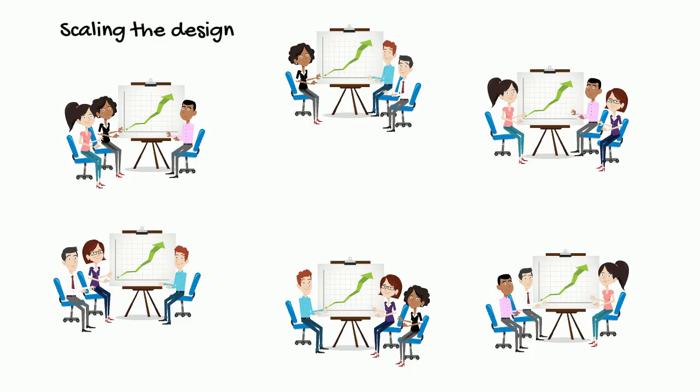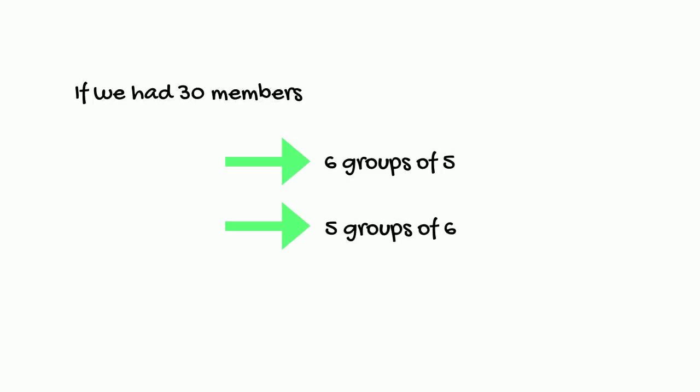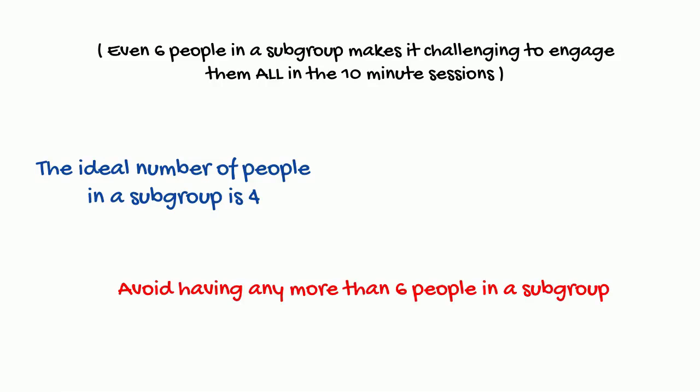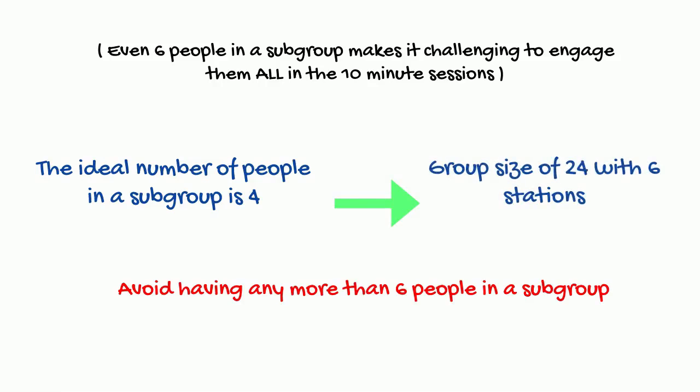Scaling the design. This example included a group of 18 people, which gave the new leader subgroups of 3. If the leader had chosen 30 people, this would result in 6 groups of 5. While 5 groups of 6 is an option, avoid having any more than 6 people in a subgroup. Even 6 people in a subgroup makes it challenging to engage them all in the 10-minute sessions. The ideal number of people in a subgroup is 4, giving you a group size of 24 with 6 stations.